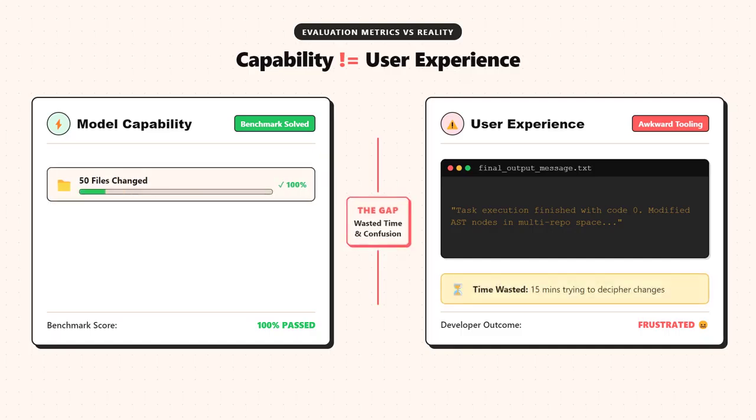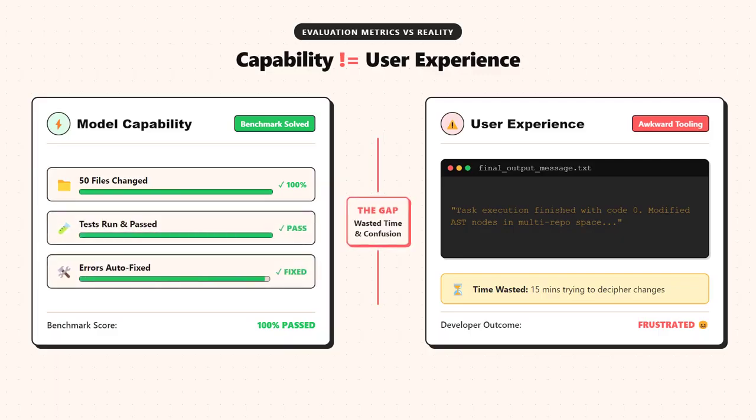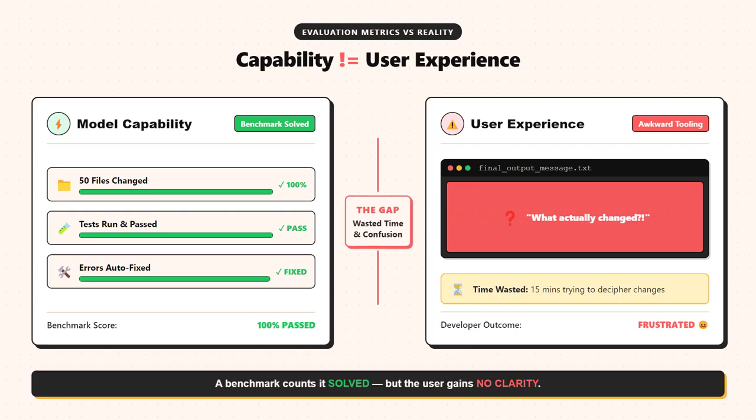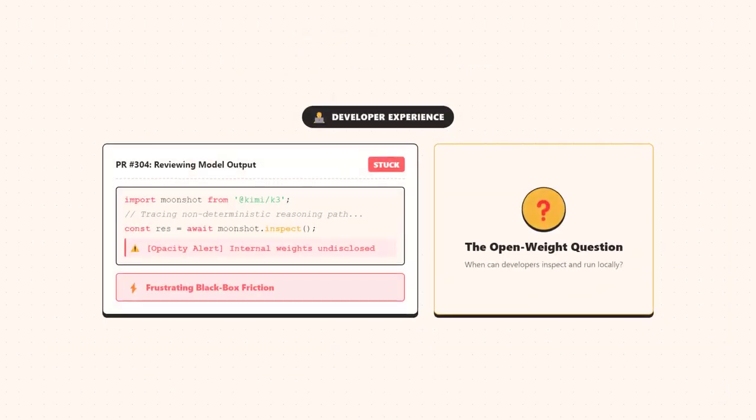You can have a model that successfully changes 50 files, runs the tests, and fixes the errors, but then gives you a confusing final message that doesn't clearly explain what changed. For a benchmark, the task may count as solved. For a developer trying to review the work, it may still be frustrating.